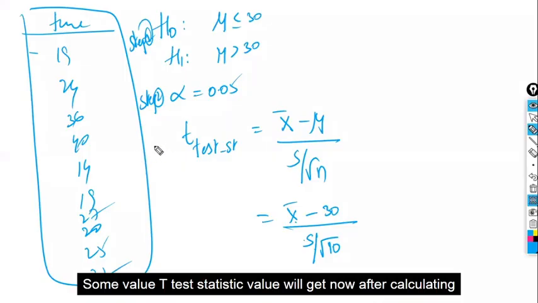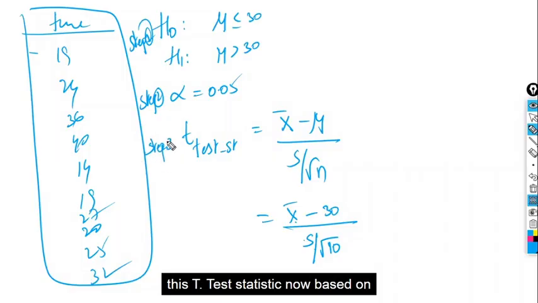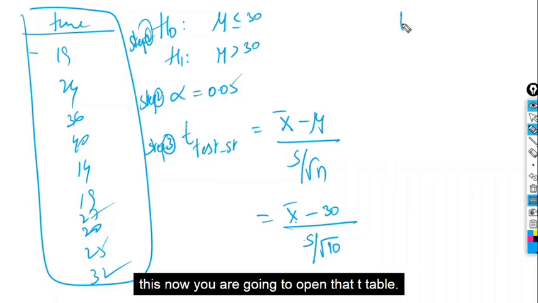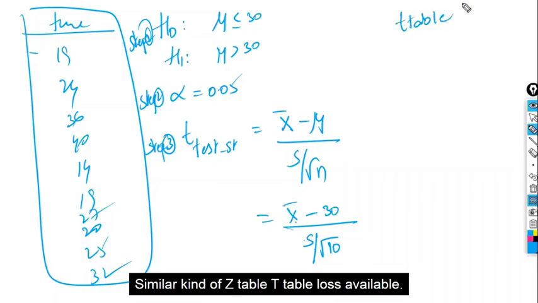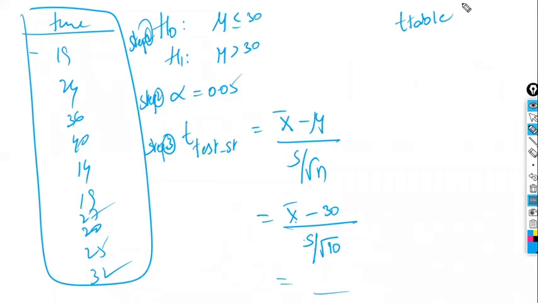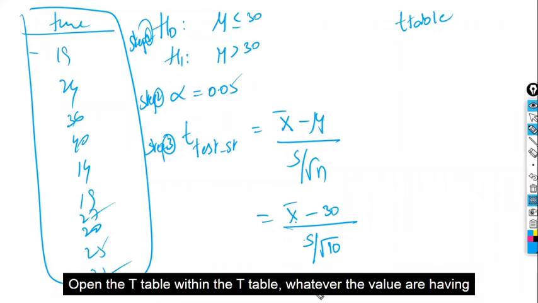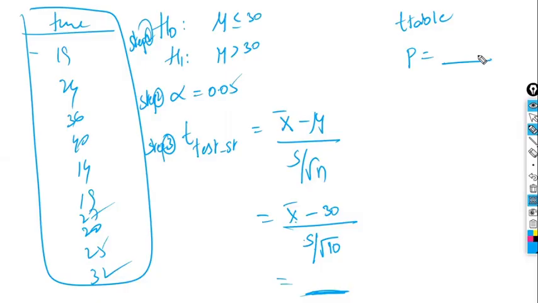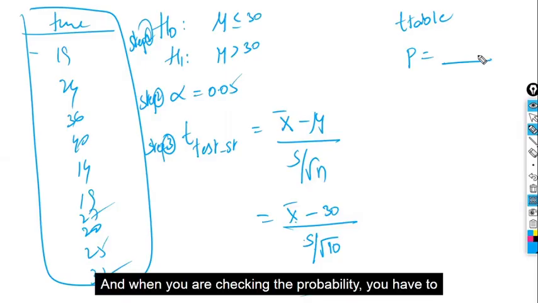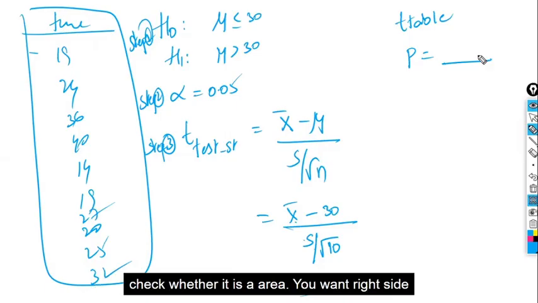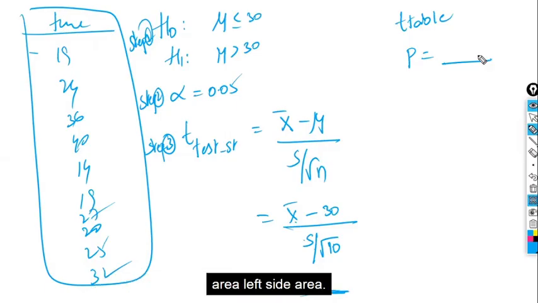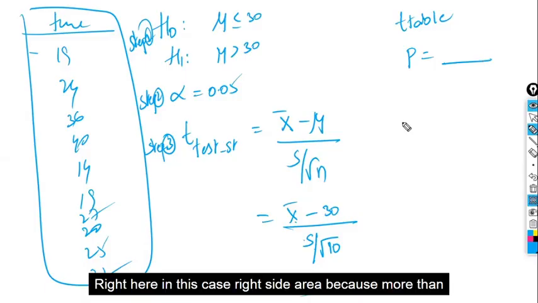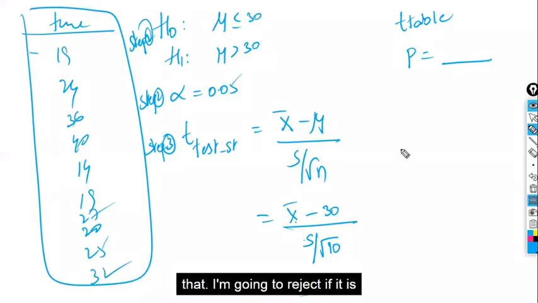Now, after calculating this T-test statistic, based on this, you are going to open the T-table. Similar to the Z-table, a T-table is also available. Open the T-table and check what the probability is for the value you have. When checking the probability, you have to check whether you want the right side area or left side area. Here in this case, right side area, because more than 30 only I'm going to reject.